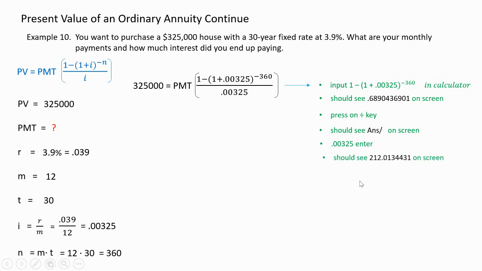Then I'm going to hit the division key because I'm going to divide that by 0.00325. There it is, right? So we enter it and we get 212.0134431. So here, guys, this will be the same thing as the payment times this right here, right? So we're going to hit the inverse key because we want to divide or multiply by the reciprocal of this right here on both sides. And that's what the key does for you. This key is real nice to use in problems like this one here, guys.